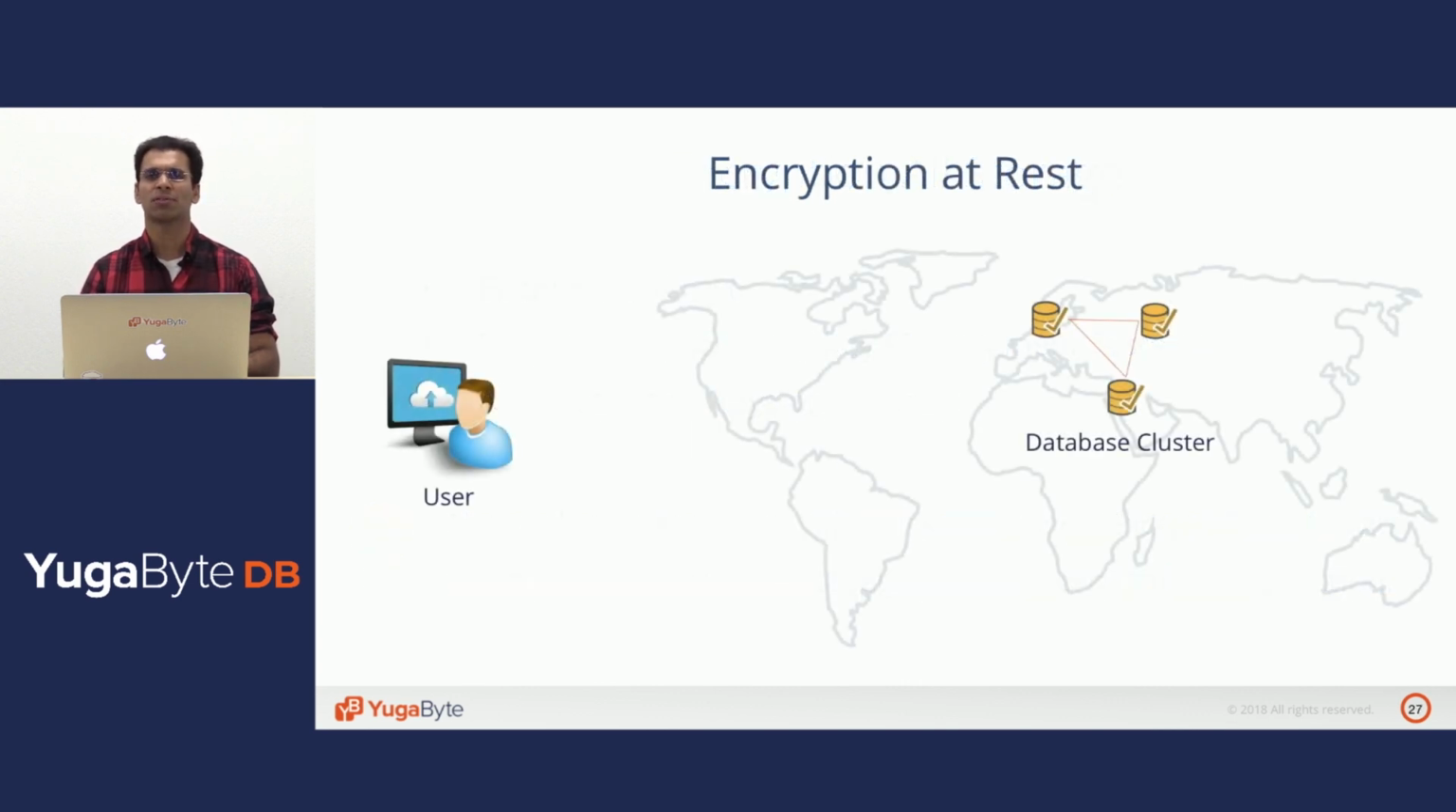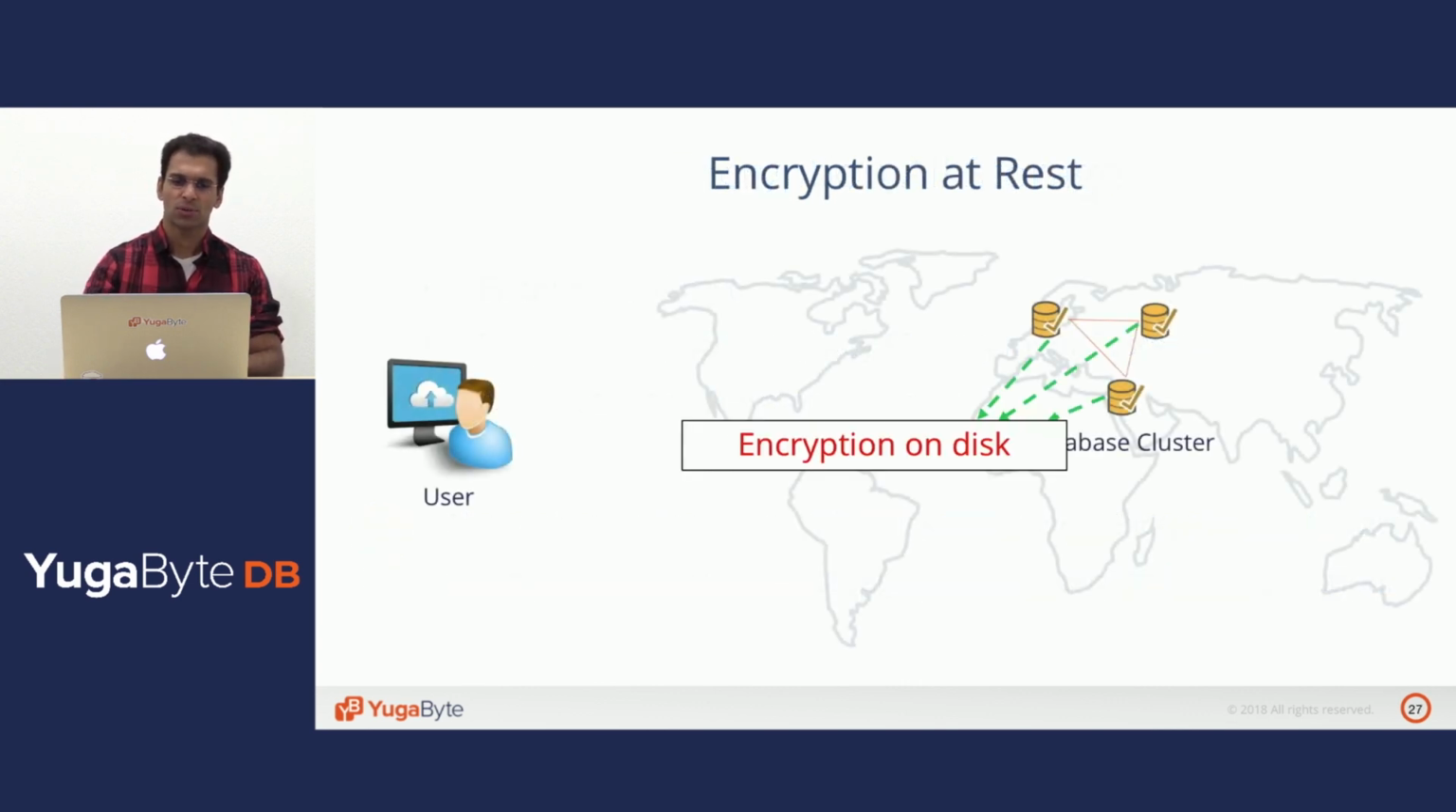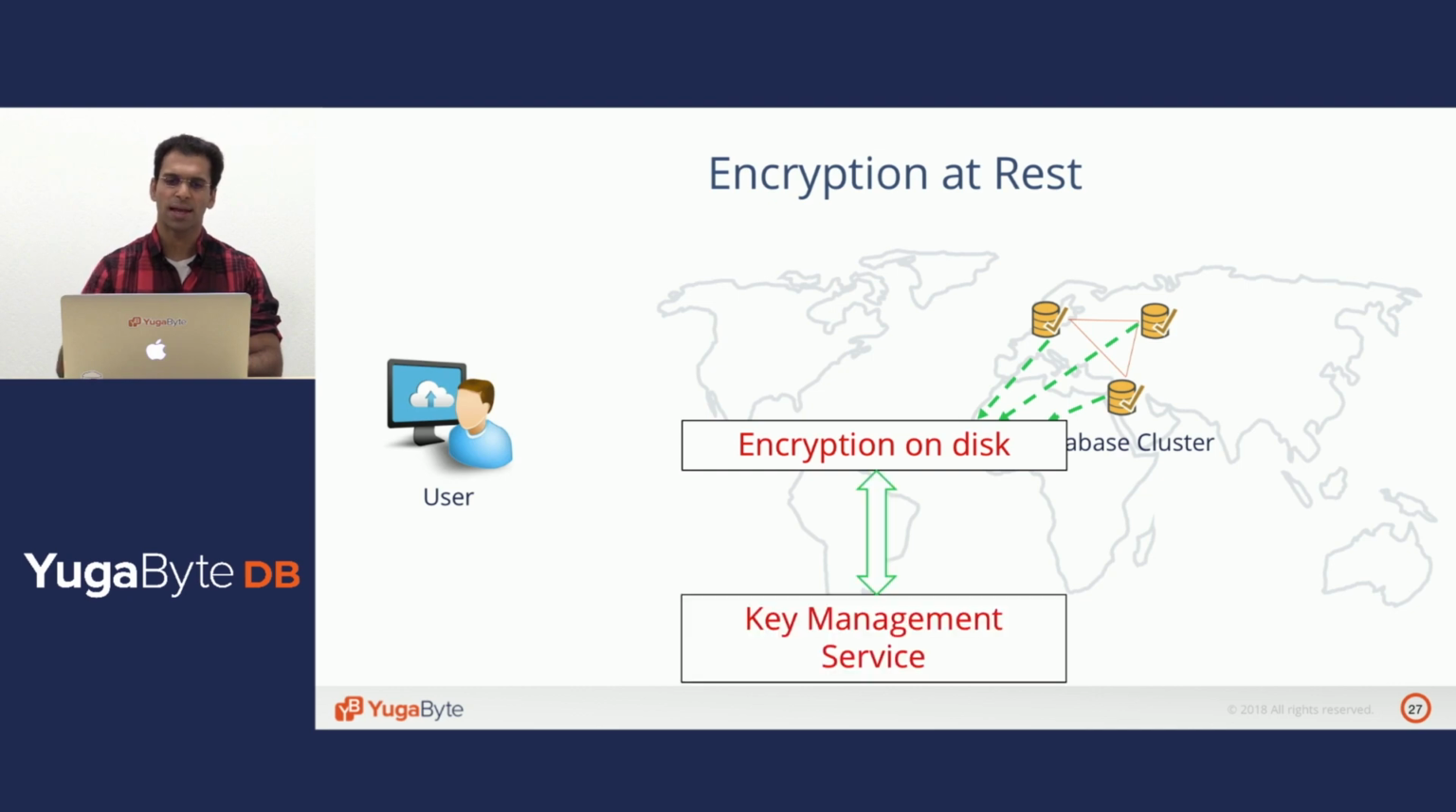Okay, how does encryption at rest look architecturally? Well, you have the user who has written some data. The data should be written to disk using encryption, and that encryption is performed by integrating with a key management system, and you are able to rotate keys.